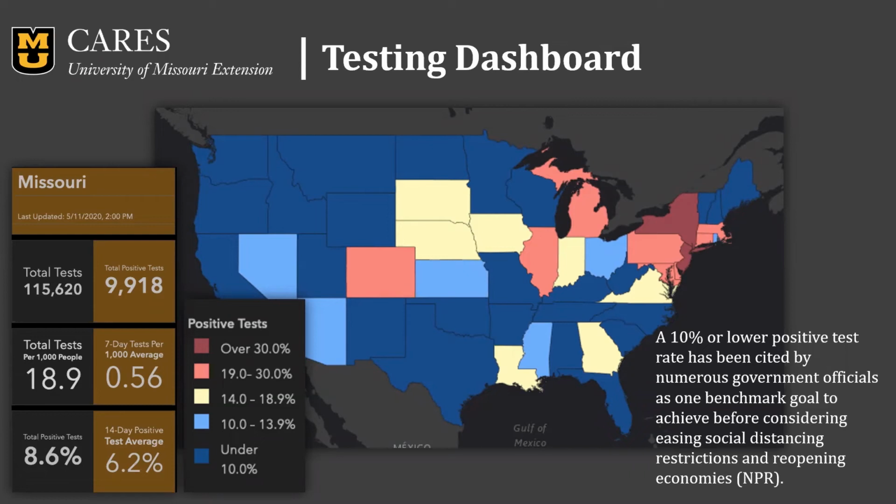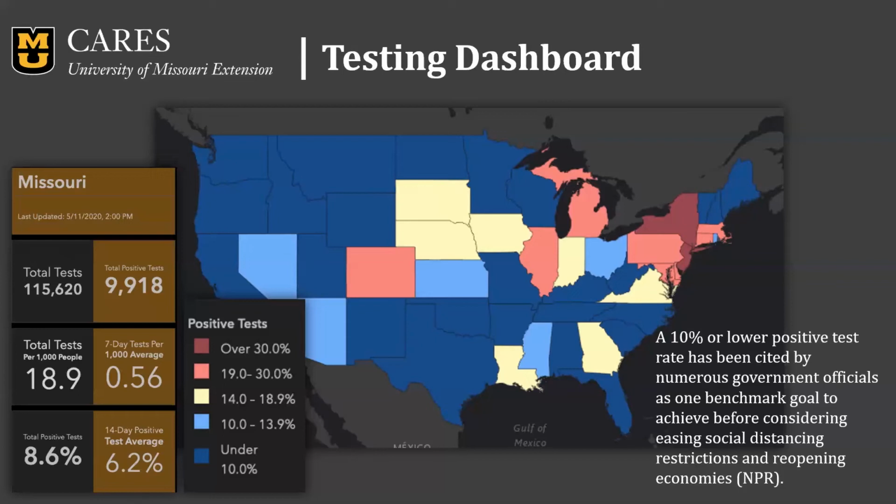Right here we have Missouri showed up on the left, and you can see the counts for the total number of tests, the total number of positive tests. On the left-hand side, we have the cumulative totals, and on the right-hand side, we have a rolling average. For the total tests, there's been a total of 18.9 tests per 1,000 people from the beginning of the pandemic up to May 11th when this data was updated.